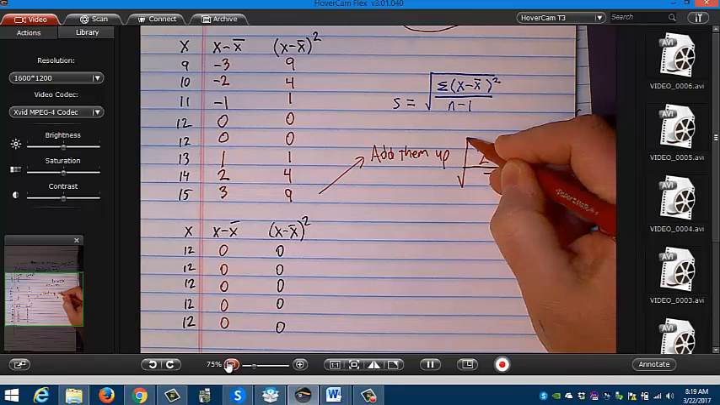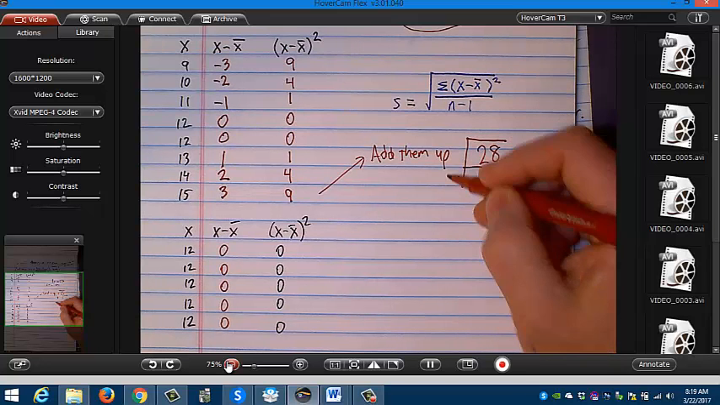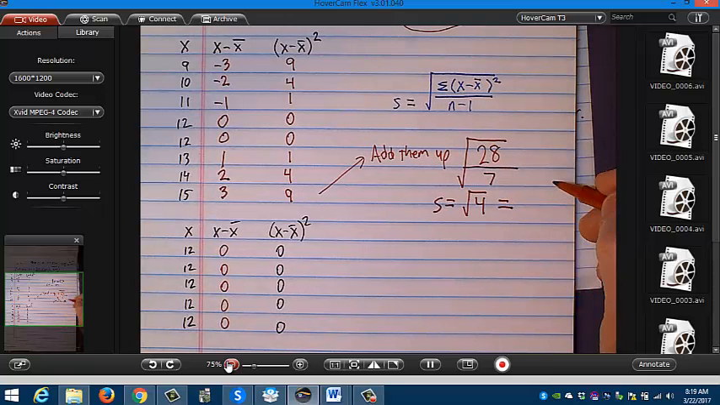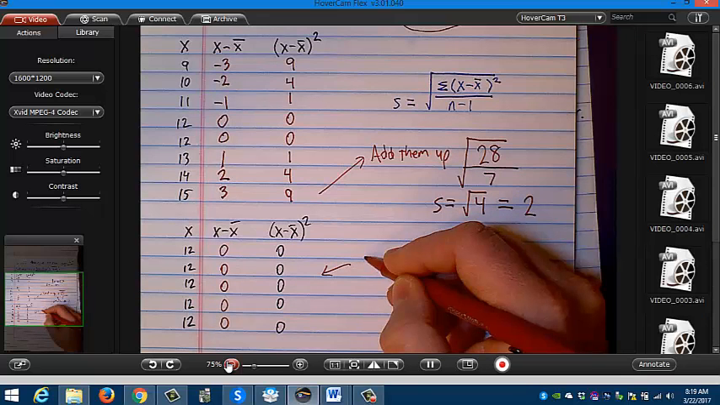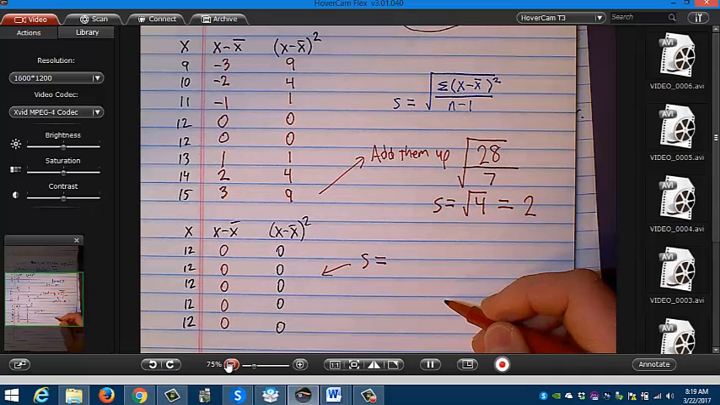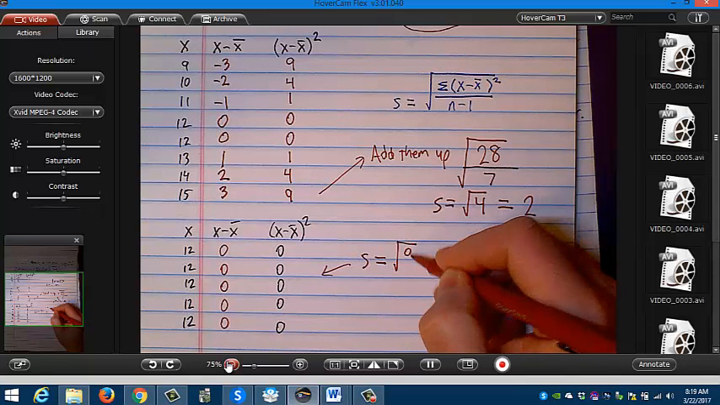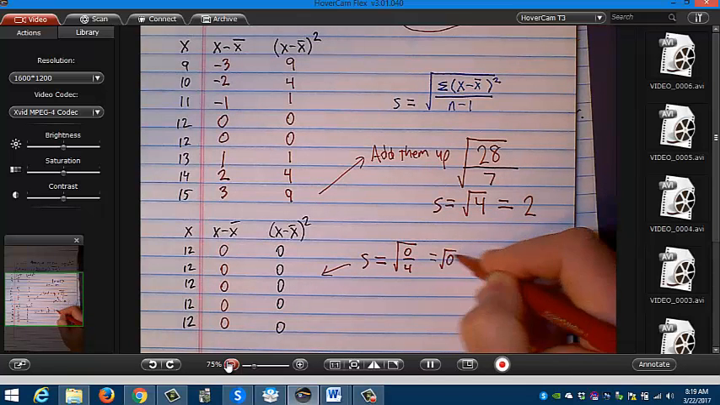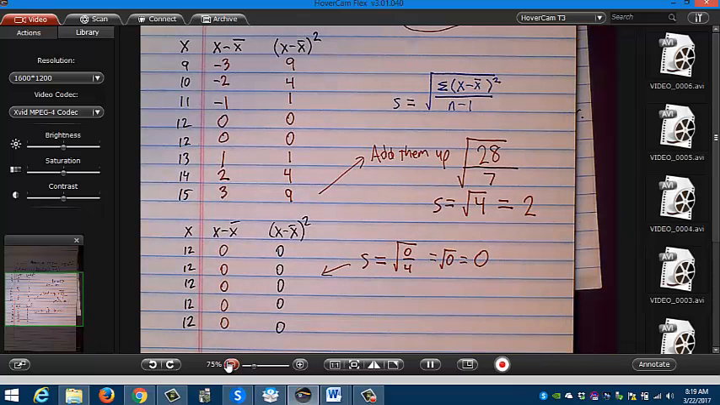And then we're going to take the square root. So we're going to say s equals the square root of 4. And so what's the standard deviation of this very first data set? 2, whatever that means. You could play the same game down here. You could say s equals, and you would get the square root of 0 over 4. But what's 0 over 4? What's the square root of 0? 0. And so you get no deviation from the mean. Are you with me on this?